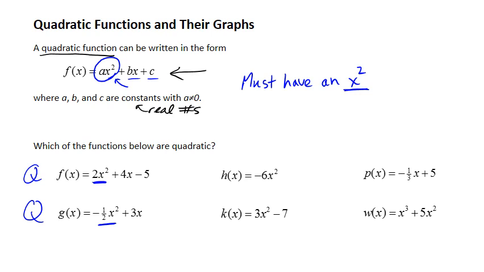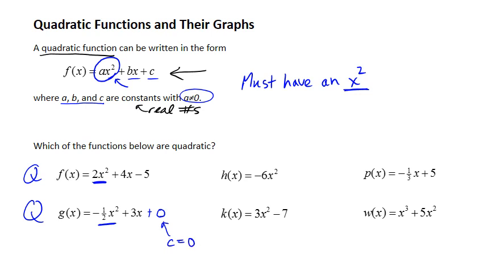Notice g of x doesn't have a constant term. That's okay. There's no constant added on. In essence, that constant would have to then be 0. So therefore, it's okay, because remember, a, b, and c are constants. The only one that can't be 0 is a, so it's okay for c to be equal to 0.